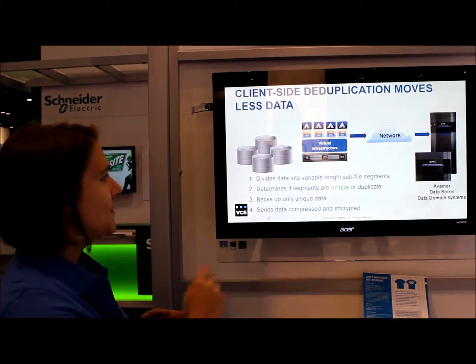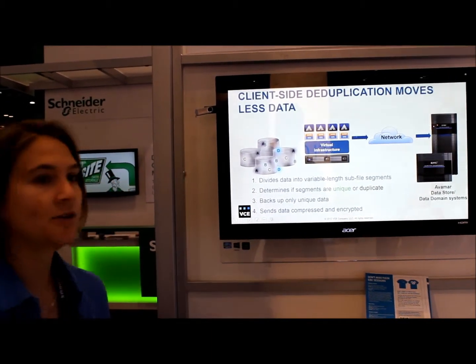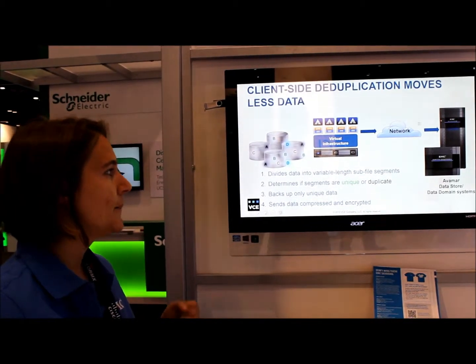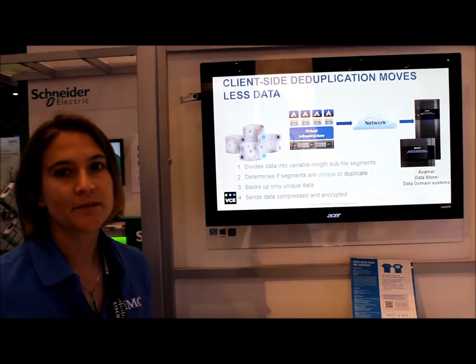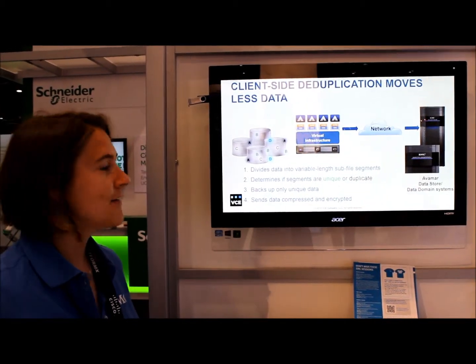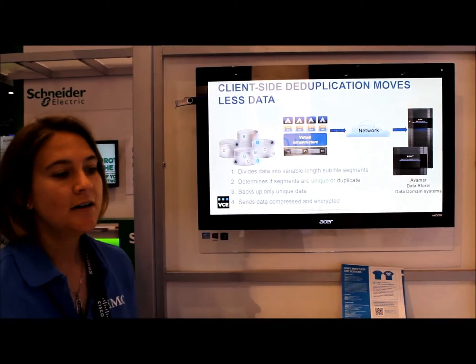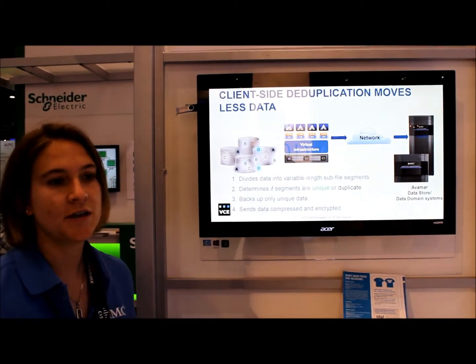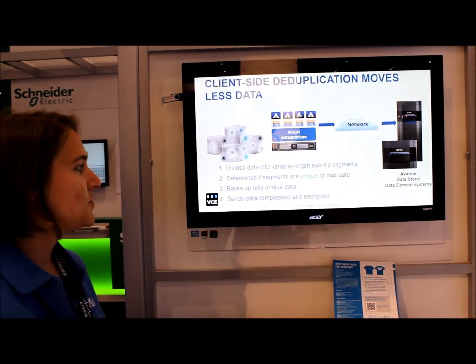So let's take a look at how this works. The key to Avamar, the secret sauce here, is the client-side global deduplication, because as I said before, you're moving less data across the network. Avamar will divide the data into variable-length sub-file segments, put a unique hash identifier against these segments, and then see if the data is unique or duplicate. If the data is duplicate, it won't send it across the network. We're only sending across unique blocks. So with Avamar, you'll never back up the same data twice.